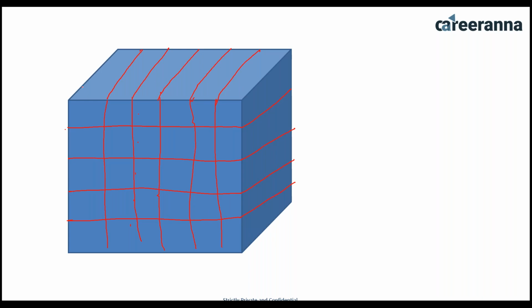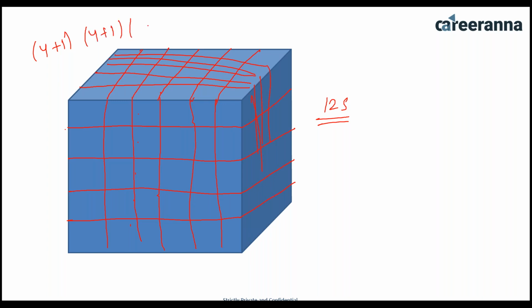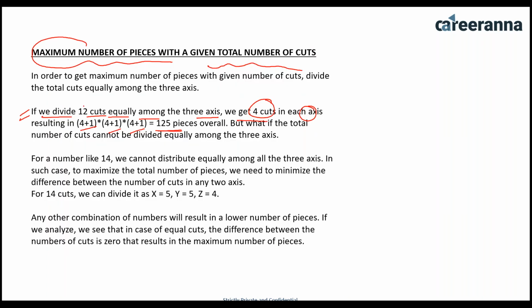You can see. Similarly, if I make cuts along this axis, and I do it like this, so there will be 125 pieces. Is it clear? Because 4 cuts will give you 4 plus 1. 4 cuts along y direction will give you 4 plus 1, and in z direction it will give you 4 plus 1. Total is 5 multiplied by 5 multiplied by 5, which is 125. I think it is clear to everyone. So if we divide 12 cuts equally among the 3 axes, we get 4 cuts in each axis, resulting in 4 plus 1 multiplied by 4 plus 1 multiplied by 4 plus 1. That is 125 pieces overall.